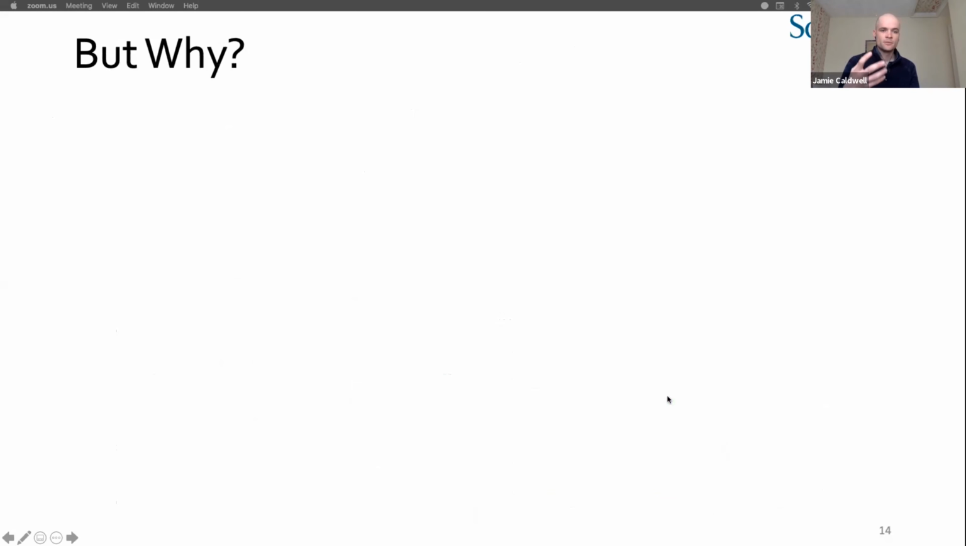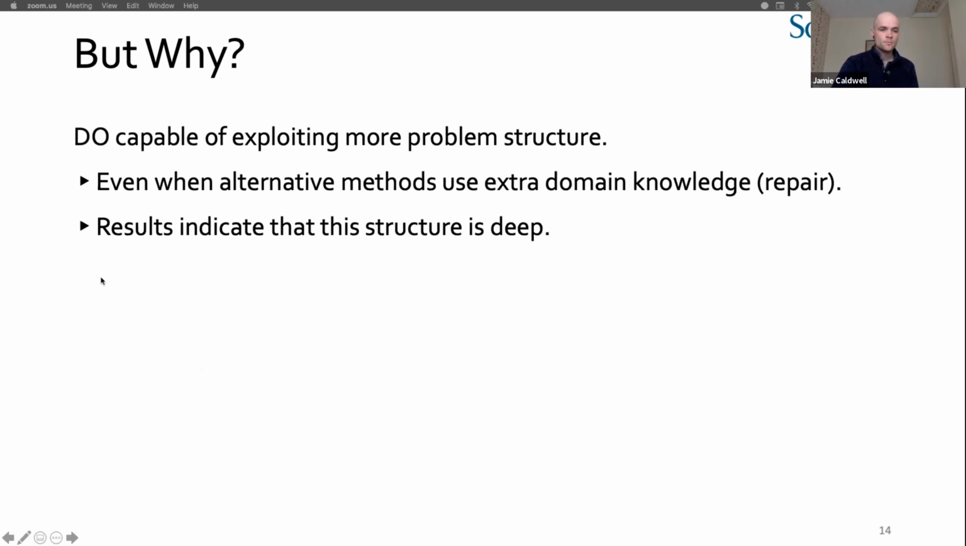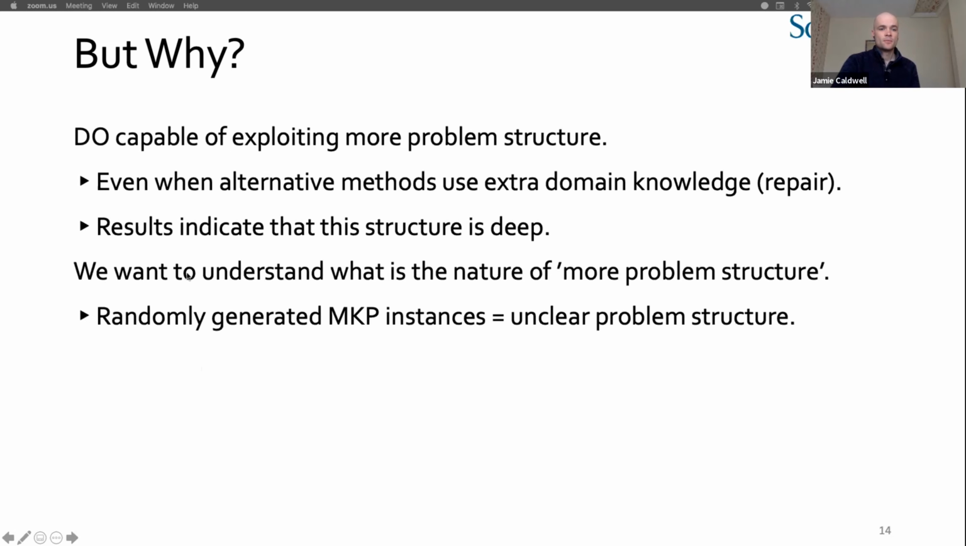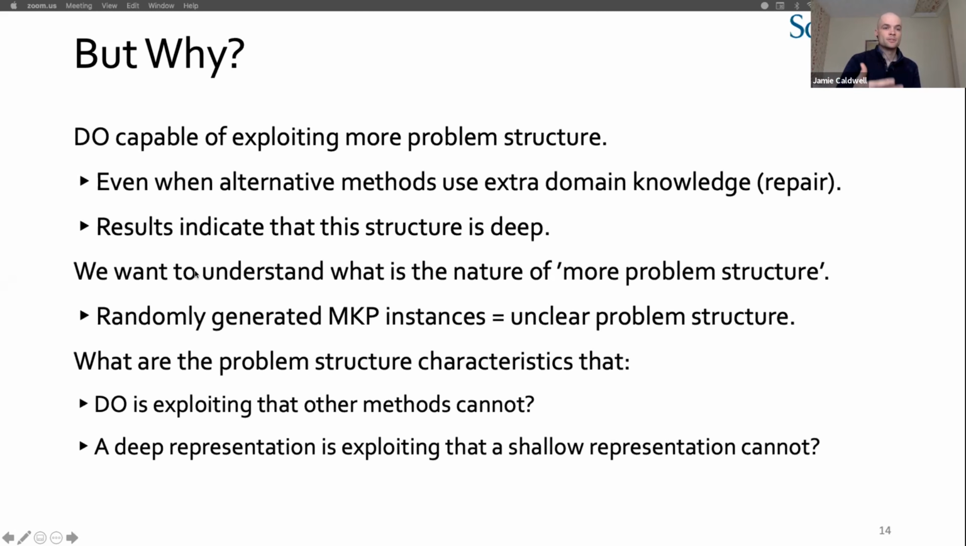So that was all well and good, but we really wanted to understand why, and what types of problem characteristics deep optimization is able to extract. As we said before, even when alternative methods use extra domain knowledge for their repairs, deep optimization is able to find better solutions, and the results indicate this is deep. These randomly generated instances have unclear problem structure. We don't really know what deep optimization is able to exploit that these other algorithms cannot. And further, how a deep representation allows us to exploit information that a shallow representation cannot.